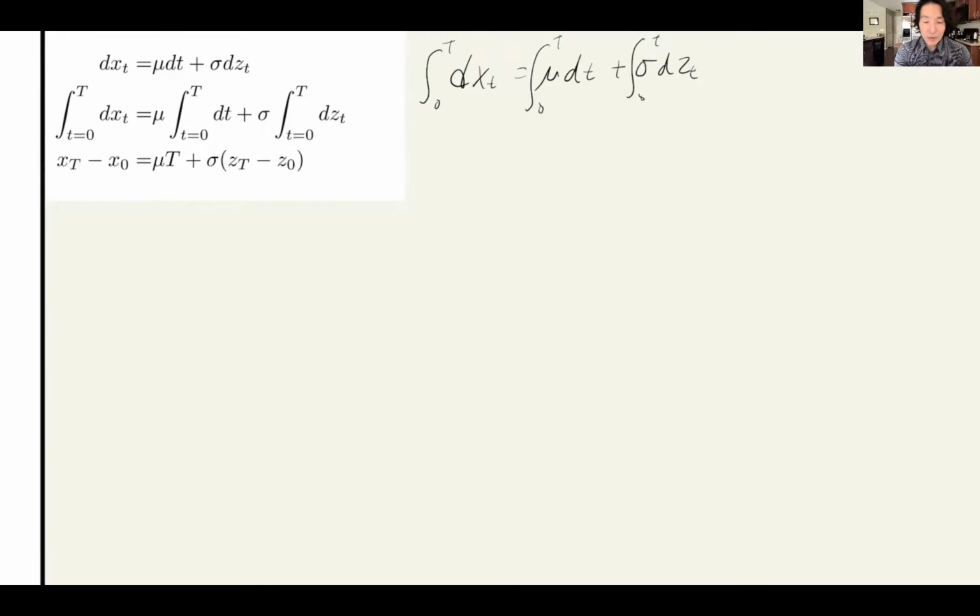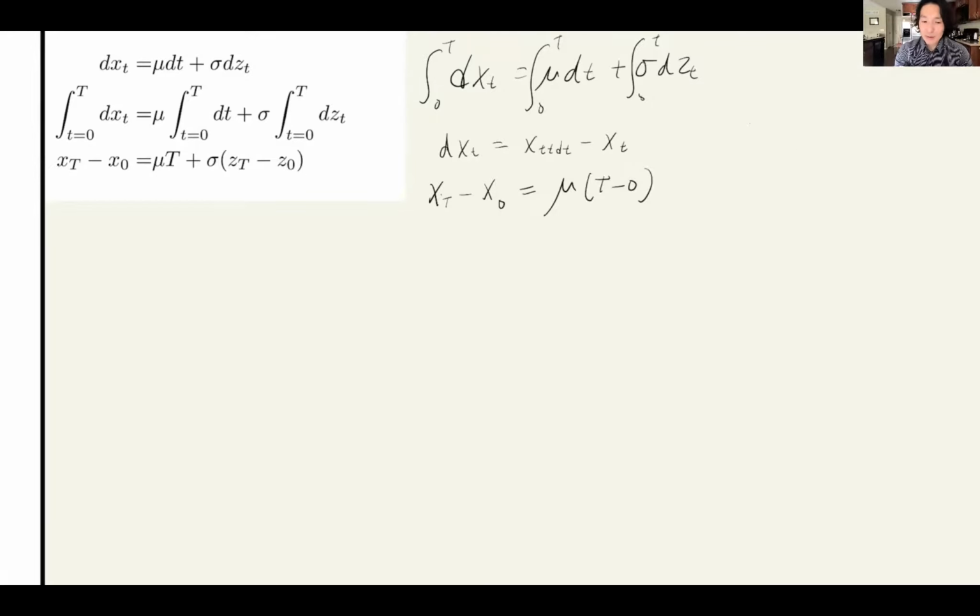Basically, dxt is the difference between xt plus dt and xt, right? So if you do the integral of these changes, what you get is basically xt minus x0. So this is xt minus x0 equals, mu is a constant, mu is going to come out, times the integral from 0 to t of dt, and we know that is simply t minus 0. And the last term is the same: sigma times zt minus z0.